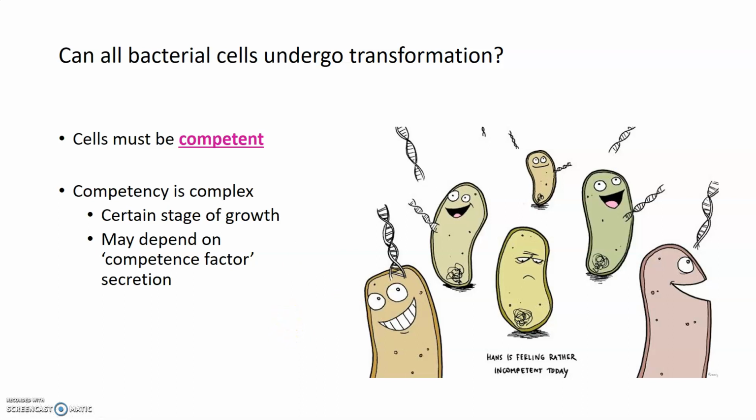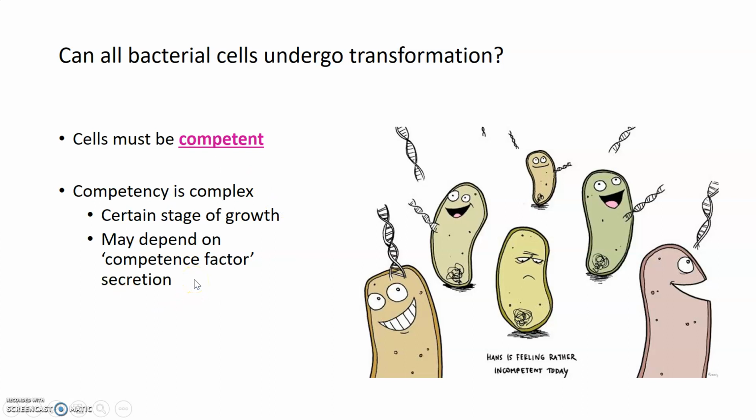The idea of competency in nature, or naturally occurring competent cells, is sort of complex. The most common factor that leads to competency is the stage of growth the bacteria are in. Usually during the exponential or logistic growth phase, when bacteria are multiplying rapidly, they also tend to have a high competency. But the competency of bacterial cells varies based on the species of bacteria.